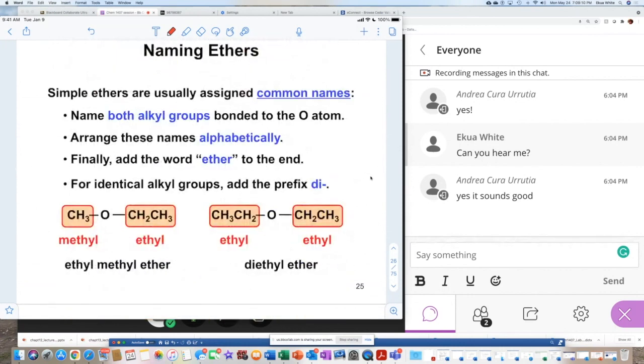So I won't even pull this up, right? Now we're going straight into naming this. How do we name ethers?